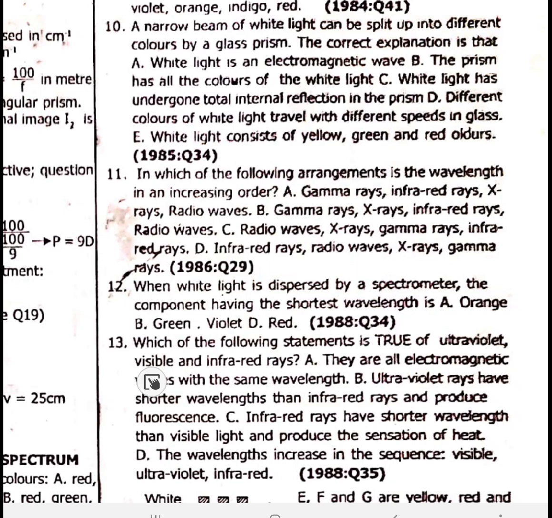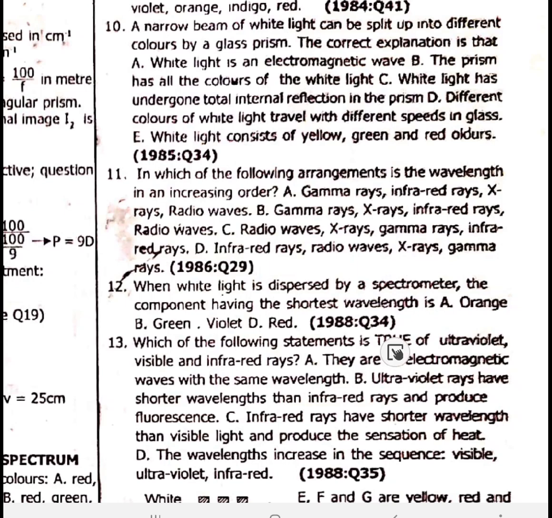Which of the following statements is true of ultraviolet, visible, and infrared rays? Question 13. Ultraviolet rays have shorter wavelengths than infrared rays and produce fluorescence. Do not forget, you have ultraviolet, then you have visible light, before you have infrared.